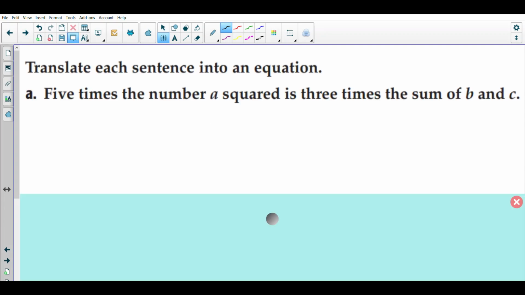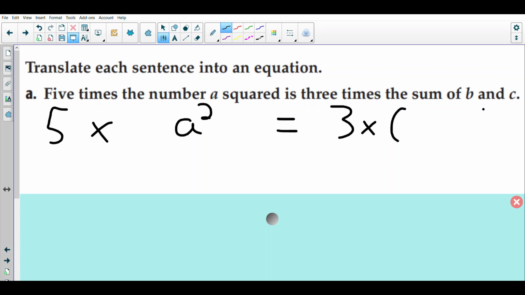So translate each sentence into an equation. So I'm just going to look for words that I know. So 5 times, that's right away. I have 5 times the number a squared. Okay, we just learned what that is. Is means equal. 3 times the sum of. Well, so we got 3 times. When we say sum of two numbers, we got to throw in parentheses. So we have sum of b and c. Why plus? Because sum means addition.